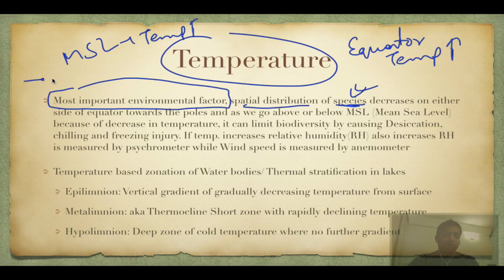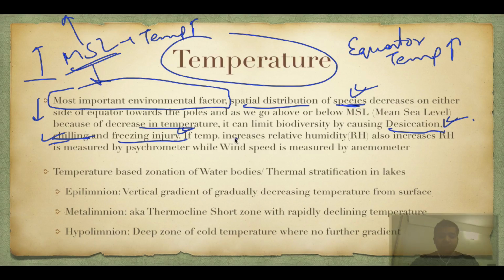As you go away from the equator on either side, it decreases. As you go away from mean sea level on either side, that is either you go high above the mountains or deep below the sea, the spatial distribution decreases. Because of the decrease in temperature. Why? Because temperature can cause desiccation, that is drying out, chilling injuries and freezing injuries. I'll be talking about them in detail later.